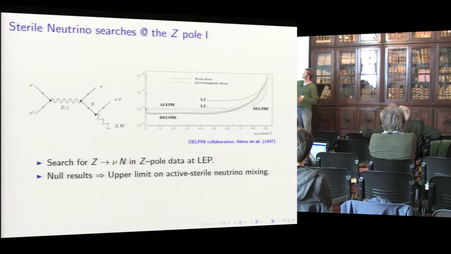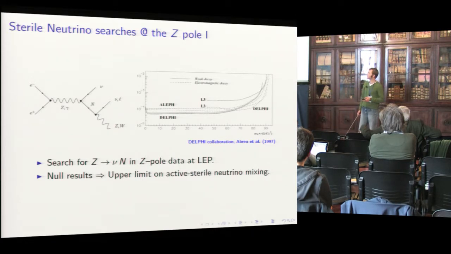I should start at the beginning. We produce a Z on the resonance at the pole that decays into a light and a heavy neutrino, and the heavy neutrino decays into a W, potentially also a Z, but a Z boson we cannot really see that easily. A W can decay into a hadronic jet, and then we have missing energy with the neutrino. Sorry, or we have a lepton too. So it depends on what you want to do. They looked at everything at Delphi.